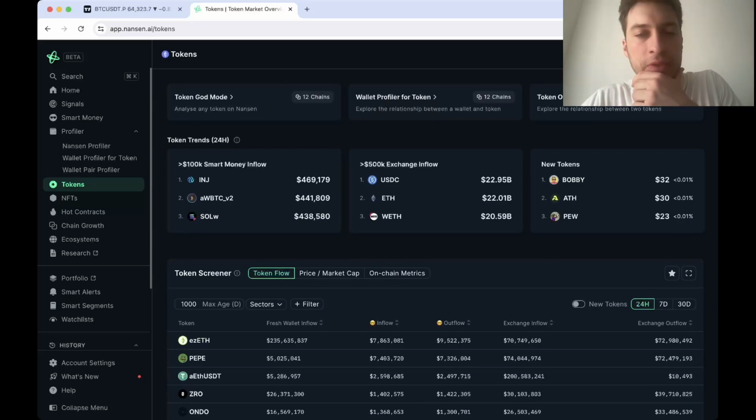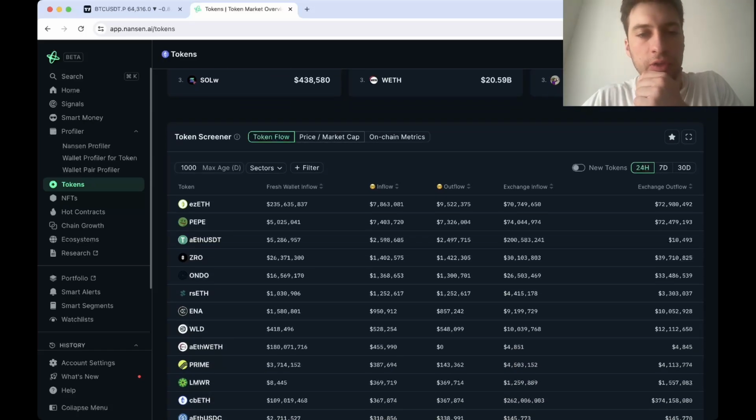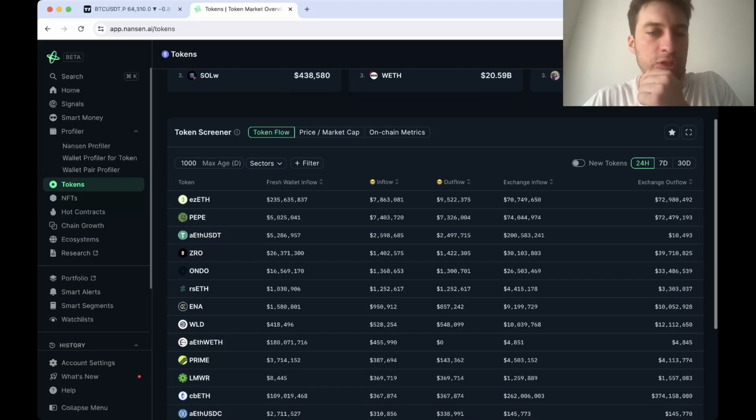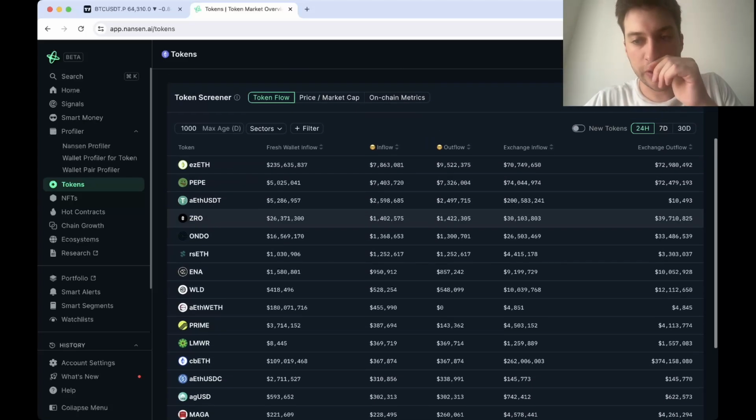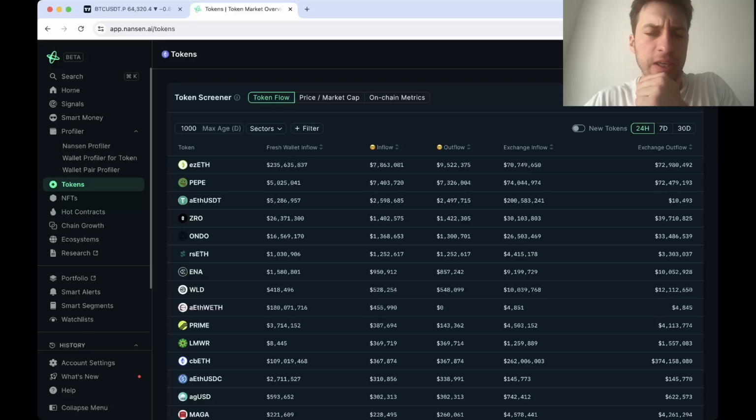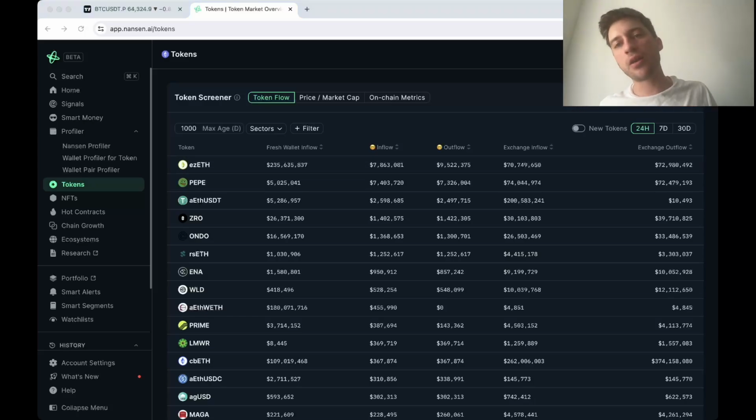So on the token page, you can see token flow, market cap stuff, and on-chain metrics. So let's go take a look at a few of these. One thing that I think could be very, very helpful is also this, but let's cover this first. So this is going to show inflow, outflow to different things. So this is going to show exchange inflow and exchange outflow, and this is going to show fresh wallet inflow. So how do we use these metrics?